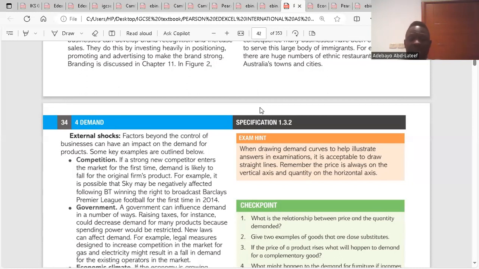For example, Sky may be negatively affected following BT winning the rights to broadcast Barclays Premier League football for the first time in 2014. So competition is one thing that businesses cannot stop. You can't stop competitors from coming to the market. In as much as it's a competitive market, you cannot stop businesses from setting up. As a result, if new businesses start up and they are better equipped than you, then you might start losing customers to them. That's number one, shifting the demand curve for your own product leftward.